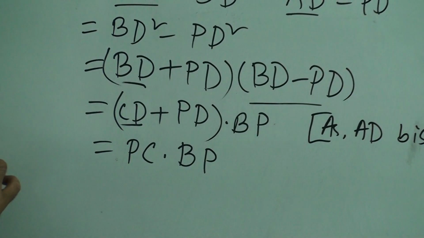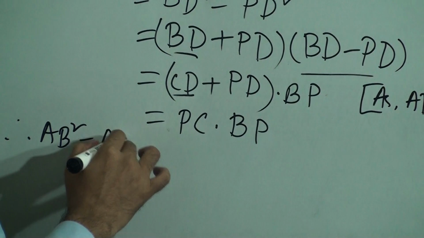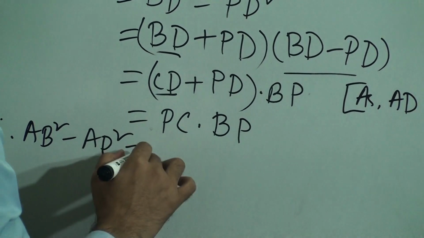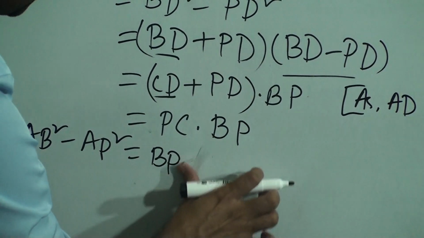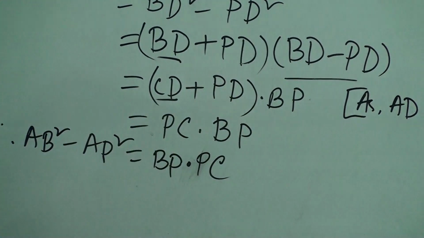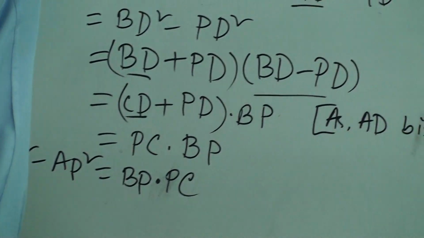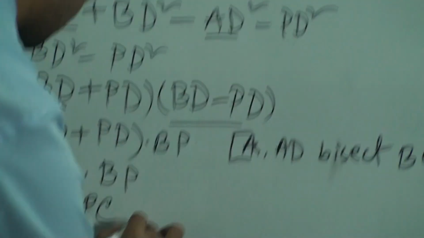So we can write here, therefore AB square minus AP square is equal to BP into PC. Okay, dear students, now see the proof. This is BP into PC. It means the proof is done. So we can write here proved.